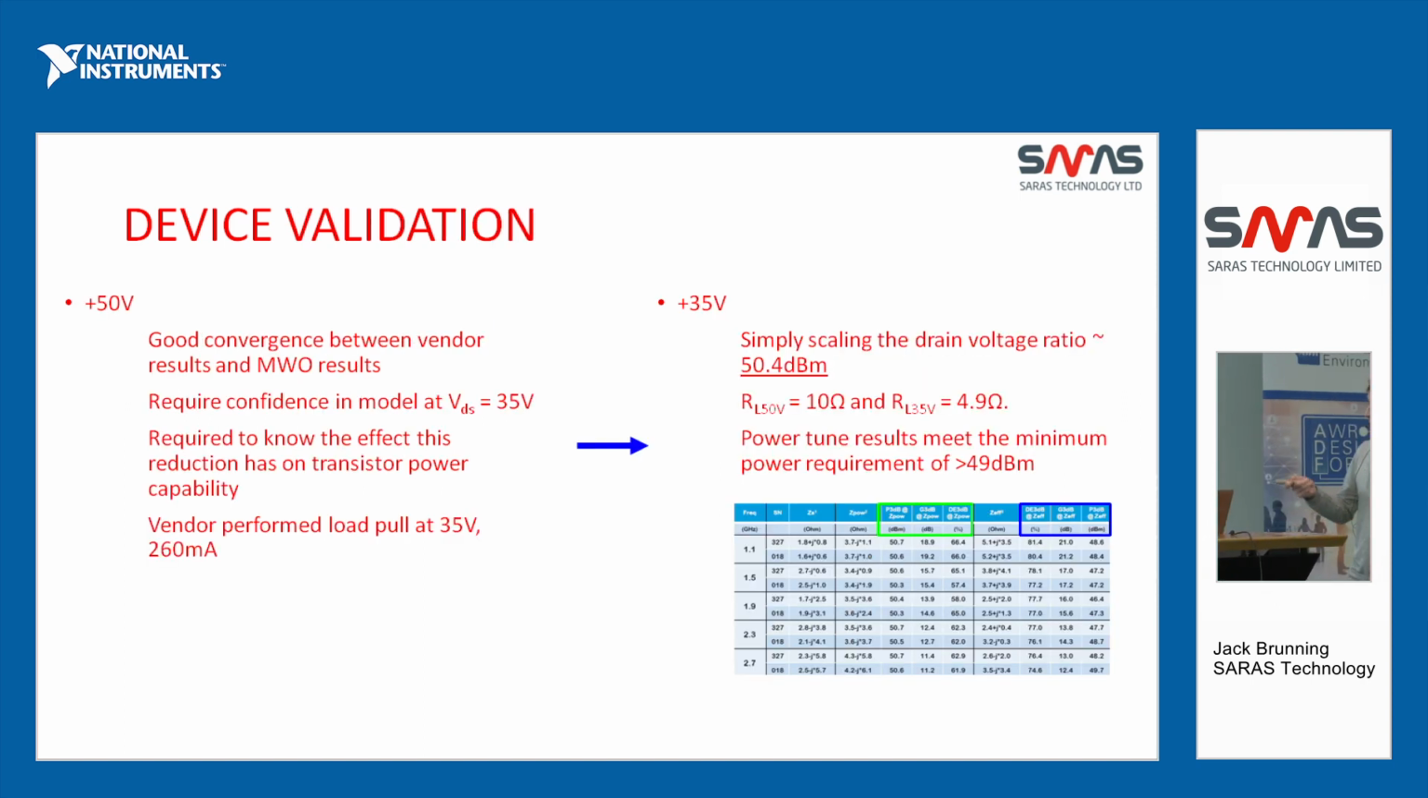So 50 volts, you compare the vendor load pull and the AWR load pull, and as expected, you get a good correlation. But what we need to know is what about 35 volts? So you can just simply scale the drain voltage ratios. That'll give you a rough idea. But moving from 50 volts to 35 volts, you've reduced drain voltage by a third, but you've pretty much now halved the driving point impedance, so you'd expect higher network losses.